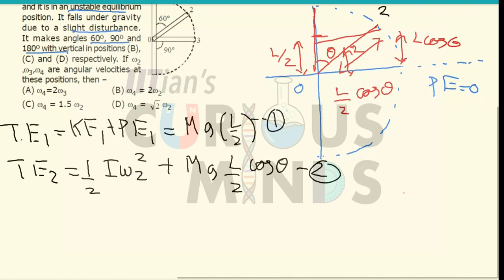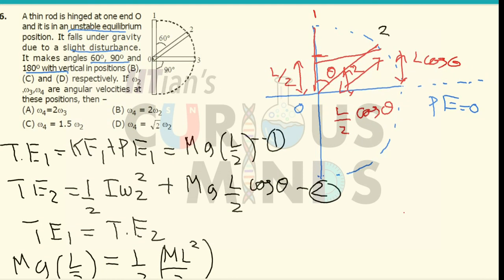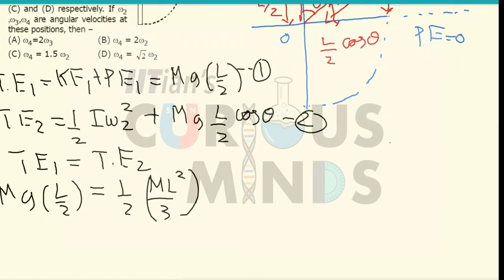Now the total energy at point 1 will be equal to the total energy at point 2. That is, mgL divided by 2 will be equal to half ML square divided by 3 into omega 2 square plus mg. Why ML square divided by 3? Because the body is rotating about one of its ends.